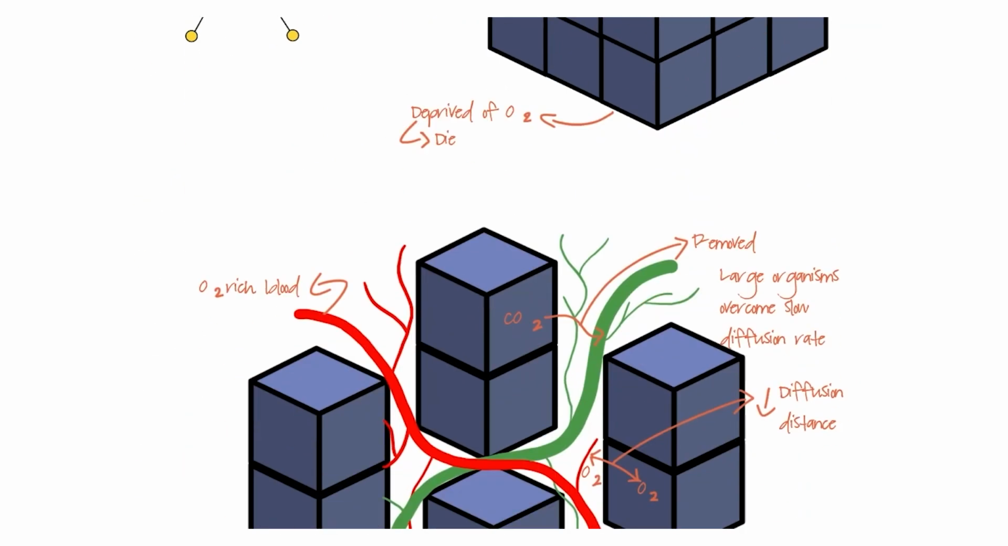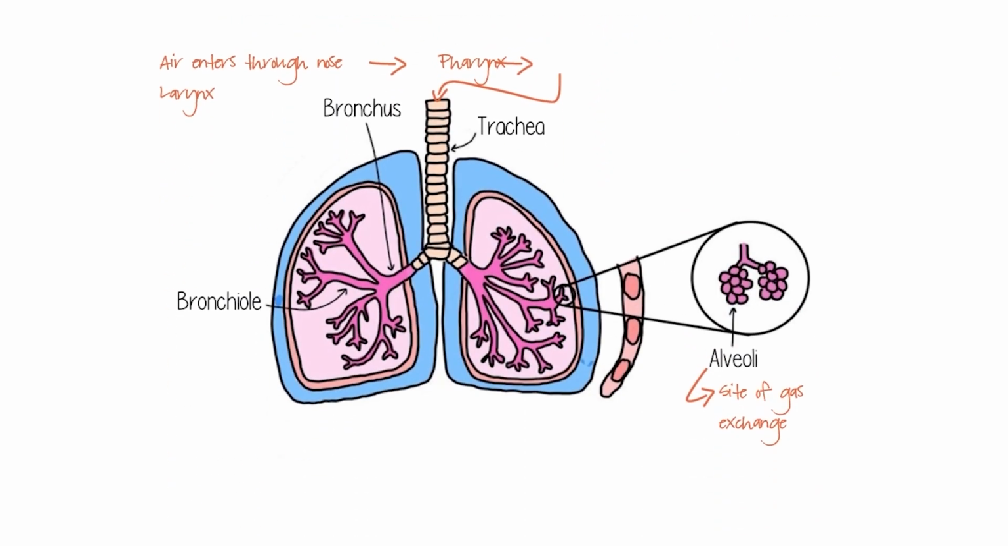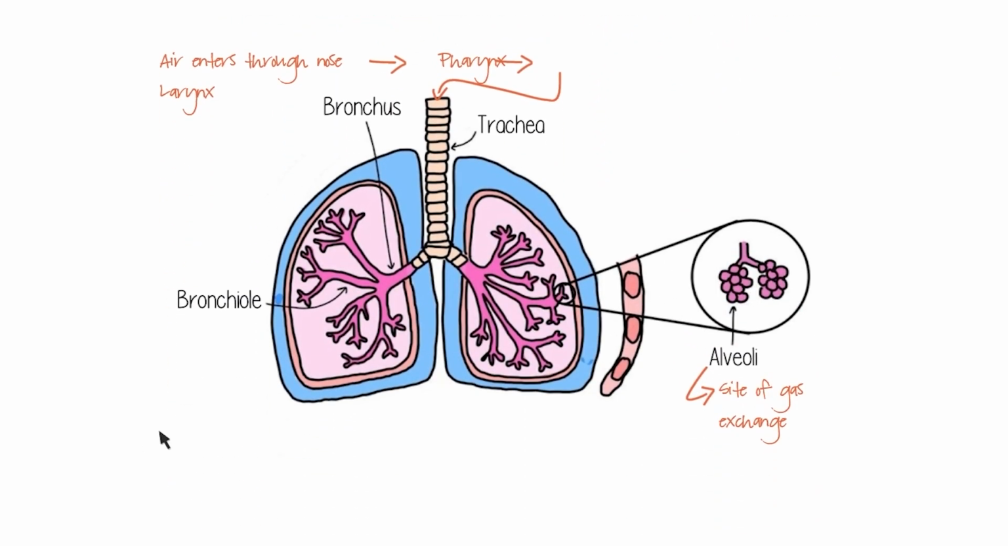We also took a look at the close association between the respiratory and circulatory system, and how this close association ensures that all cells receive oxygen and that carbon dioxide is taken away promptly. And then finally, we briefly looked at the path that air has to travel and the structures it has to go through to reach the lungs.